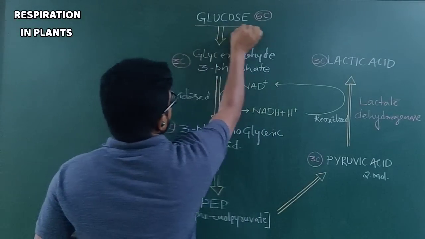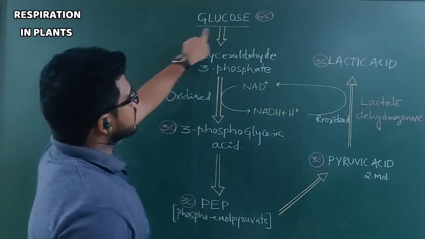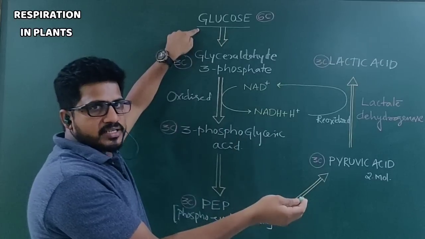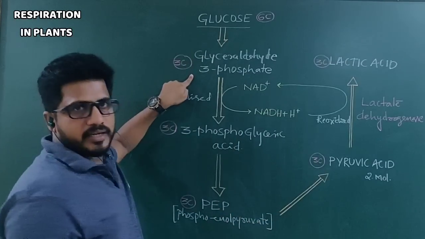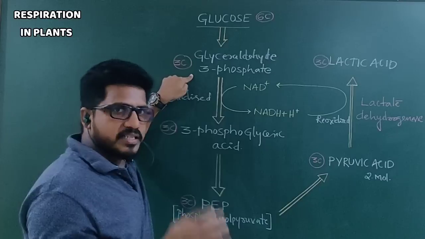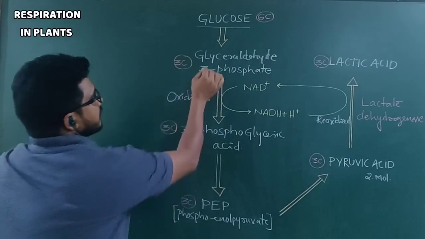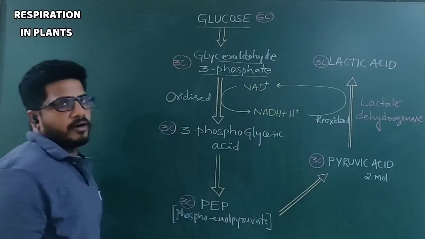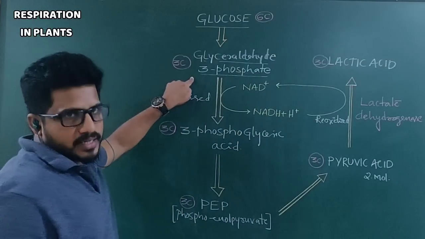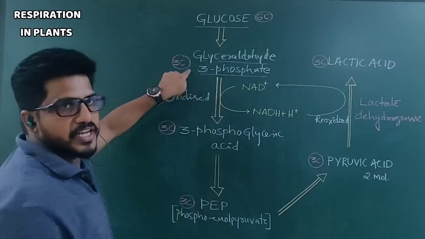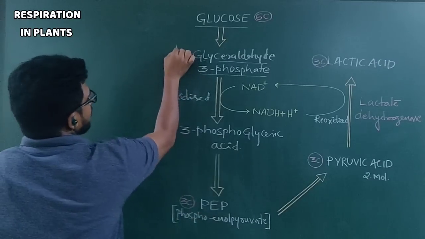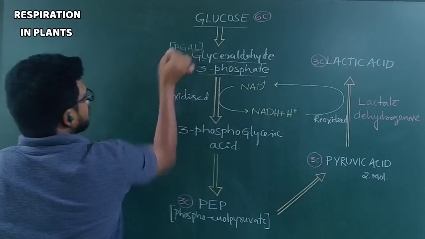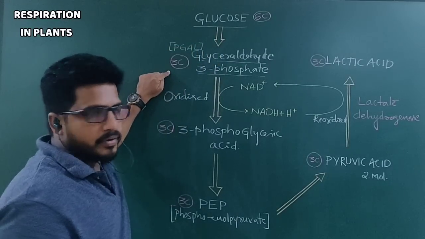So as per your knowledge, glucose is 6 carbon. This 6 carbon molecule undergoes many reactions and gives three carbon components, that is PGAL as well as DHAP. What is that? Glyceraldehyde 3-phosphate has been formed. This phosphoglyceraldehyde is simply called PGAL, and it is a 3 carbon component.